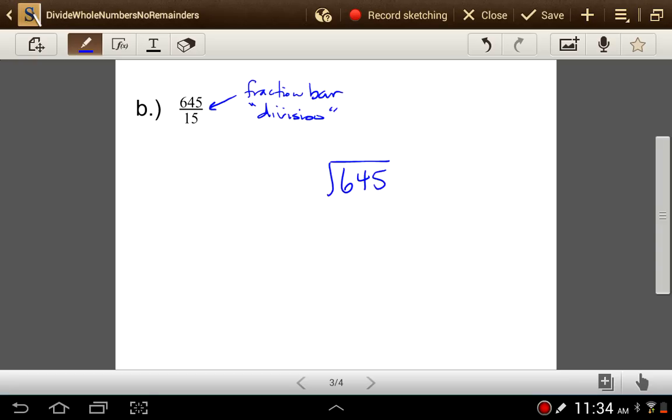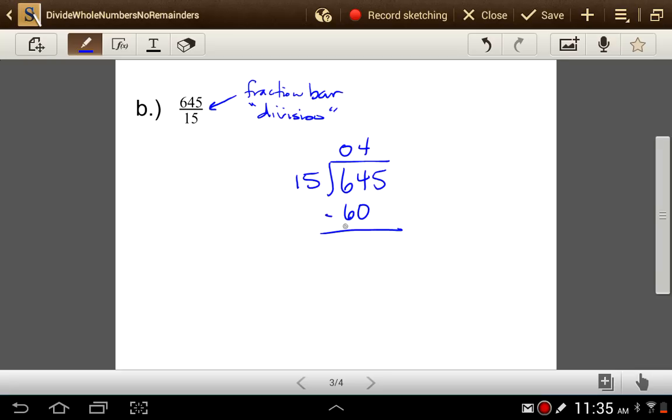So the 645 is going to go on the inside. The 15 is going to go on the outside. Okay. 15 goes into 6. Start with 1 digit. 0 times. 15 goes into 64 4 times. So I'm going to put the 4 above the 4. I'm lining that up. When I do that, 15 times 4 is 60. Notice that I still have this all lined up. I'm kind of ignoring the 5 right now. I have the 4 above the 4, the 0 below the 4, so everything's lining up.